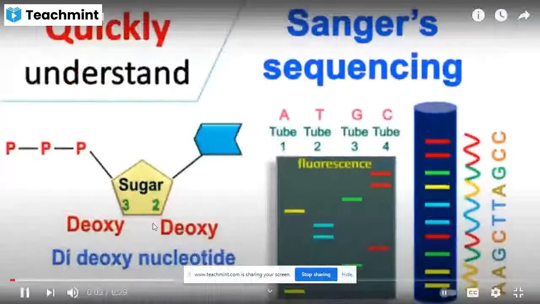Hey guys, we're back into basics here. Let's talk about the Sanger sequencing method.